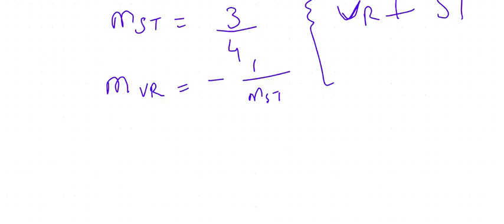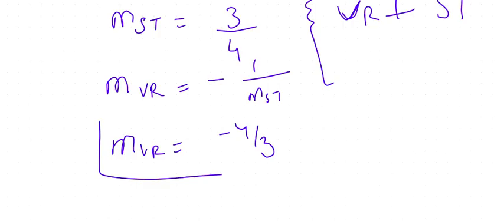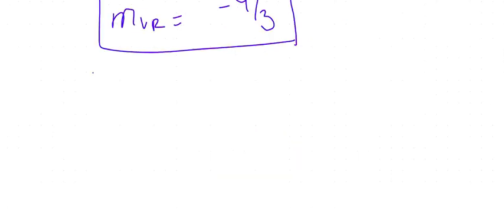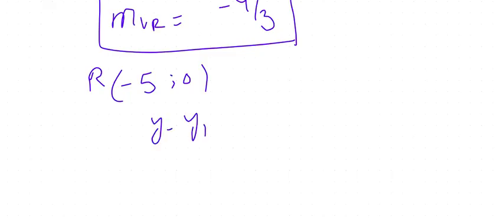MVR equals minus 4 by 3. Okay. So now we use the points. The points are minus 5, 0, and the gradient MVR, which is minus 4 by 3, in the equation. What do we have? The equation is y minus y1 equals m into x minus x1, okay?